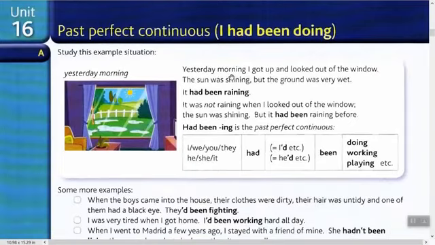Yesterday morning, you see, yesterday morning I got up. I looked out of the window. The sun was shining, but the ground was very wet. So it had been raining. It wasn't raining when I looked out of the window. The sun was shining. You see, all past. But it had been raining. This is the structure.